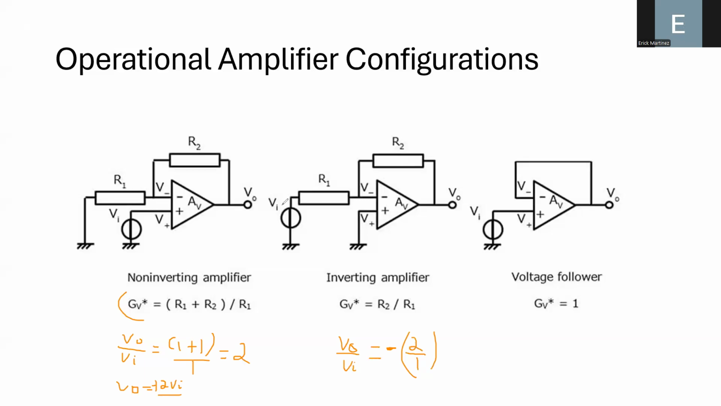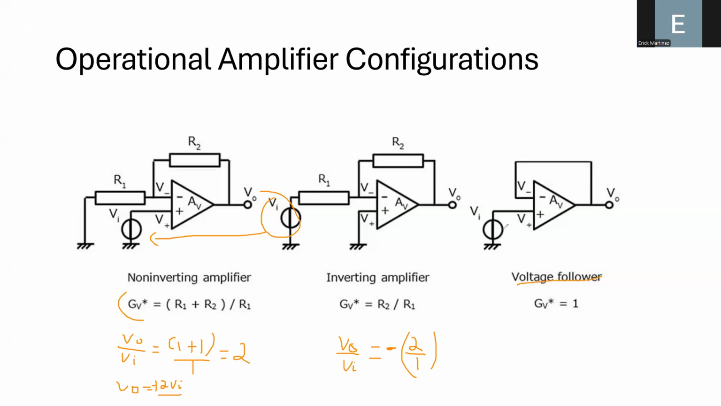In fact, you can see that compared to the previous case, the input voltage is connected to the negative terminal through the R1 resistor. Okay, and in the previous case, the input voltage was connected to the positive terminal, okay? So this is another configuration that you can use to amplify a signal. And also we have another one that is called the voltage follower. This is also called a buffer.